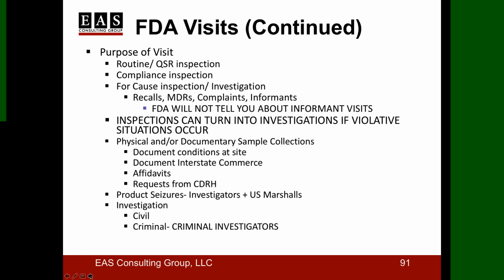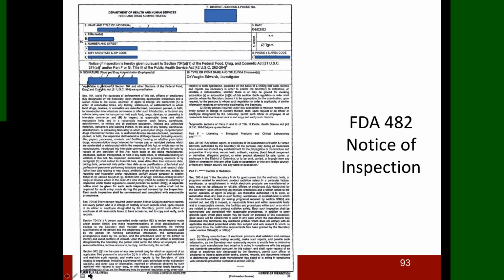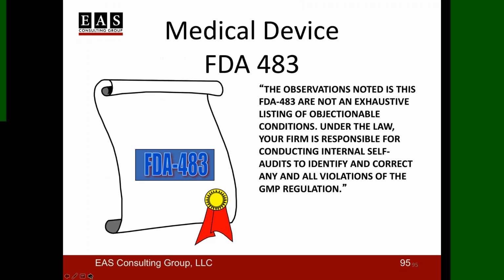Again, it can turn into an investigation of violative situations. They may collect samples. They may have product seizures and different types of investigations, as I mentioned. So again, here are the typical forms. This is what a Form 482 looks like. Here's what a Form 483 looks like, and it's like a traffic ticket. Again, with medical devices, there's a statement there.